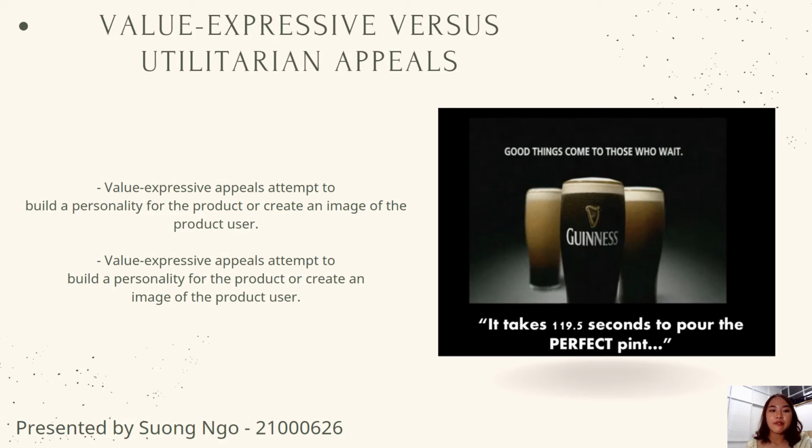And next is value expressive versus utilitarian appeals. Value expressive appeals attempt to build a personality for the product or create an image of the product user. You can see for the guidance, the users tend to wait to have the most perfect one to drink.